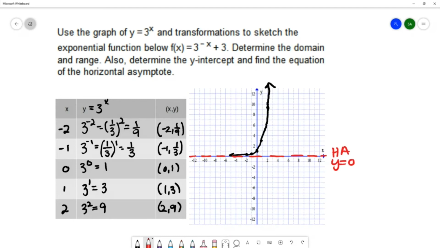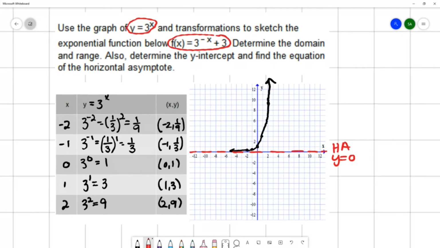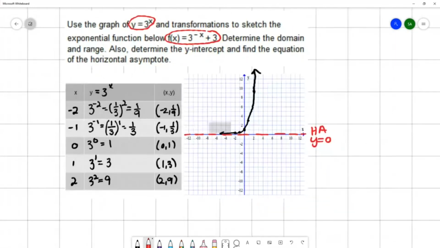So this is considered our base graph of y equals 3 to the x, and we want to use that information to help us draw the graph of f of x equals 3 to the negative x plus 3. So we're going to graph that function with the idea of transformations.